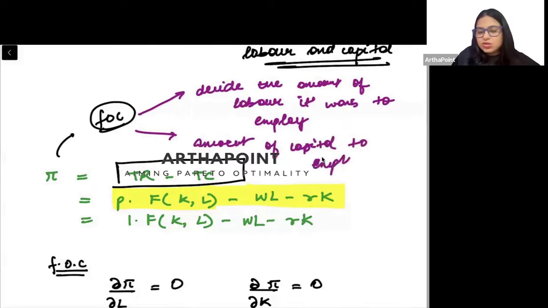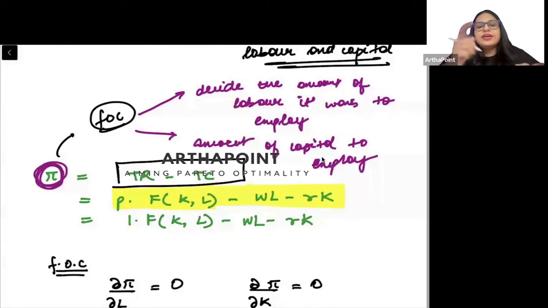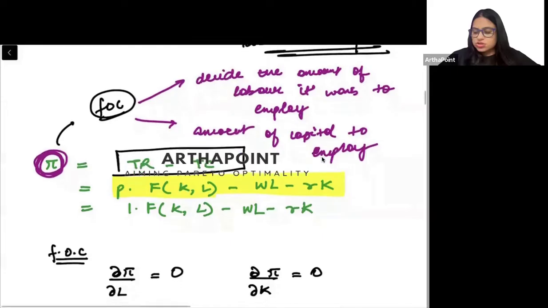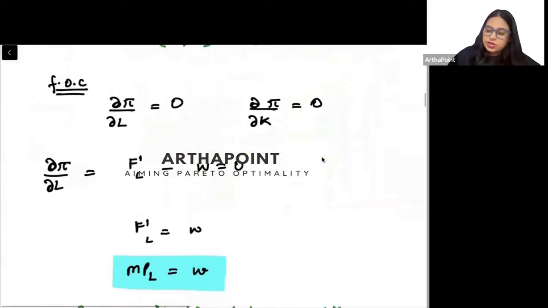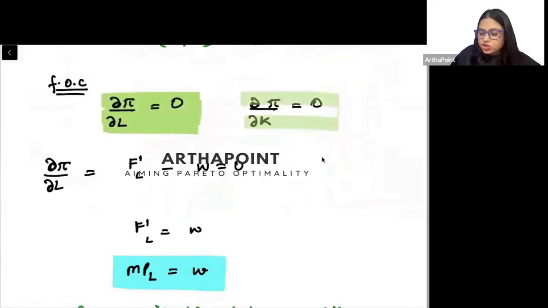So only these two things are under the control of the firm: how much labor to employ and how much capital to employ. When the firm wants to maximize its profit, it will differentiate its profit with respect to labor and equate it to 0, and differentiate it with respect to capital and equate it to 0. So this is what we are doing here.